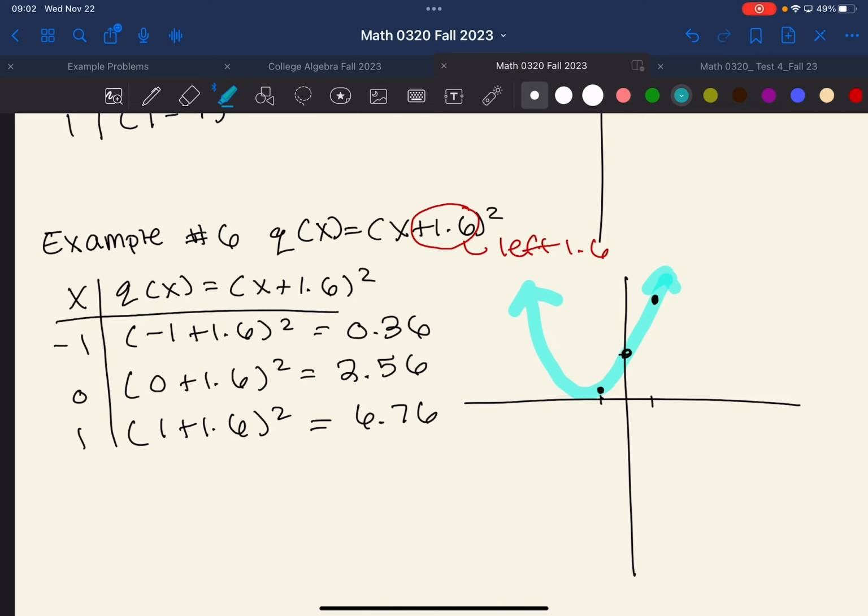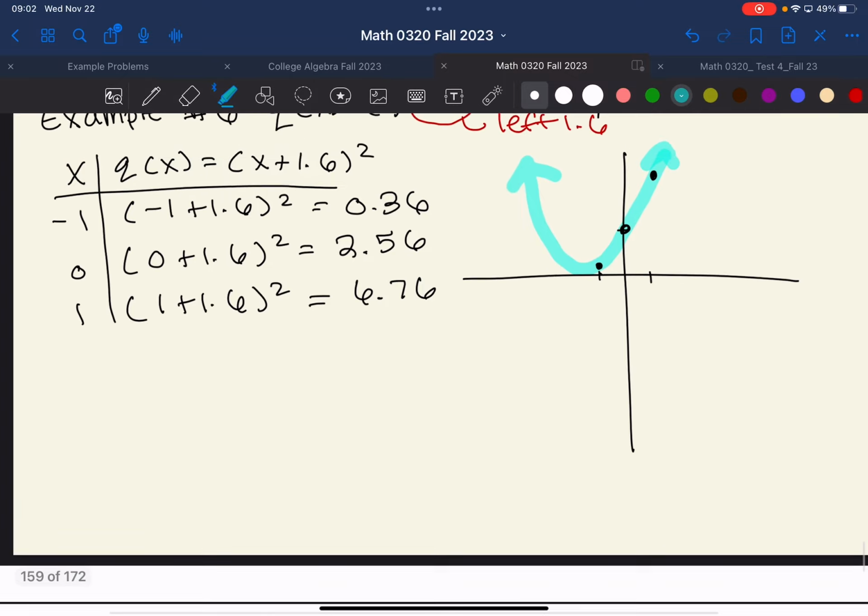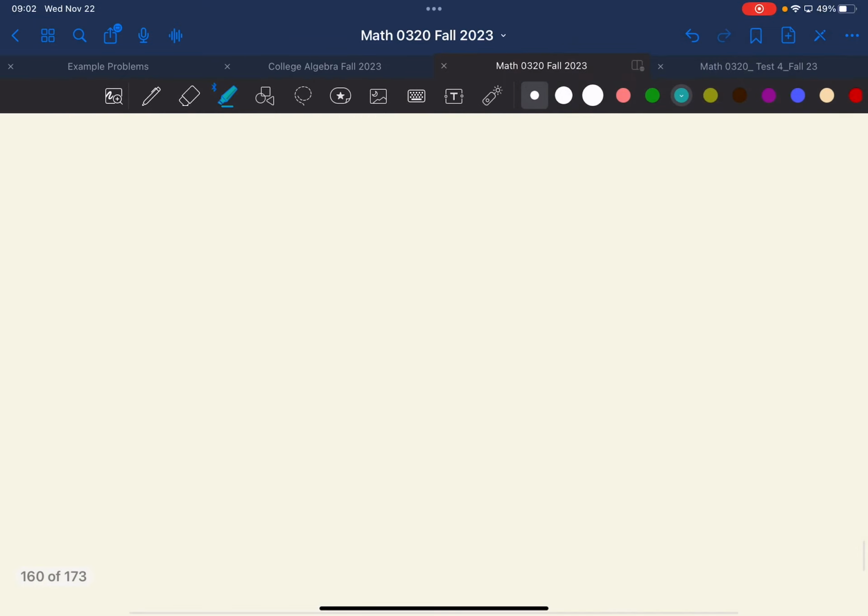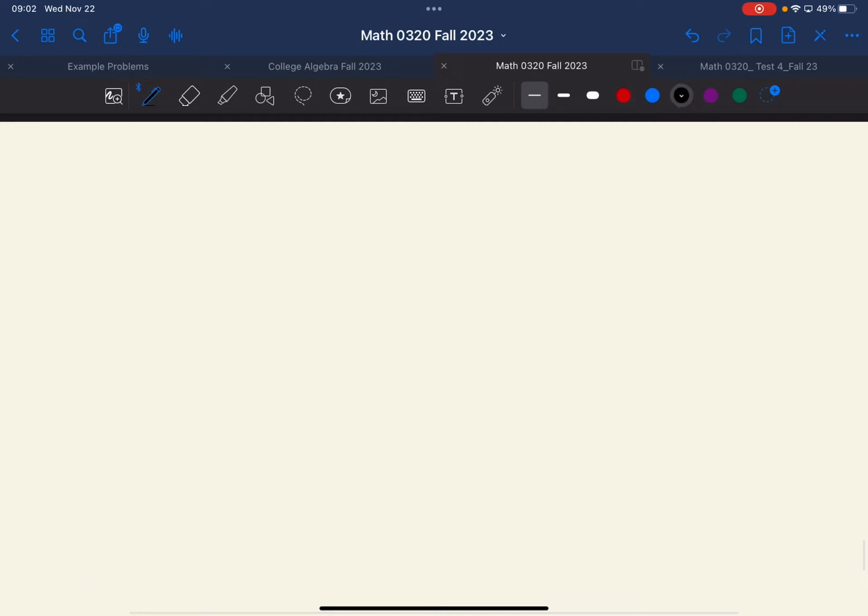Okay. Any questions on concept 2? So we talked about up and down, moving the equation left to right. Now we're going to look at concept 3. And concept 3 is when we have the function f of x is equal to a times x squared. Okay. So what do you think the a value in front of x squared is going to do to our function?